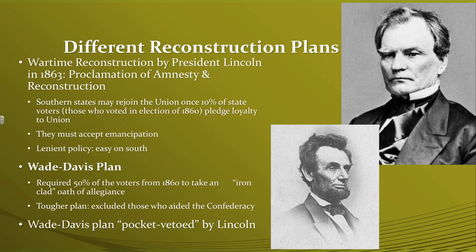There were no hoops to jump through or anything like that, and this was a lenient plan. Wade-Davis's plan was a congressional plan where they were going to require 50% of the state's voters to pledge allegiance to the Union, and this is much tougher than Lincoln's 10% plan. Lincoln pocket vetoed it, or basically just never signed it, let it expire on his desk, and so we go with Lincoln's 10% or lenient plan.